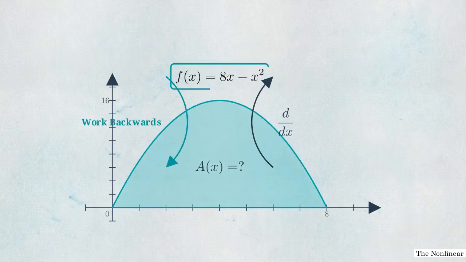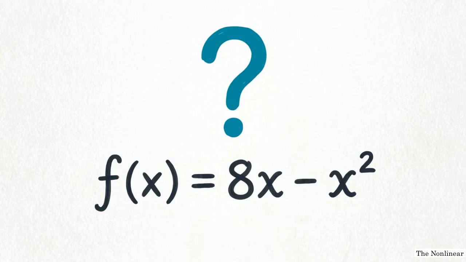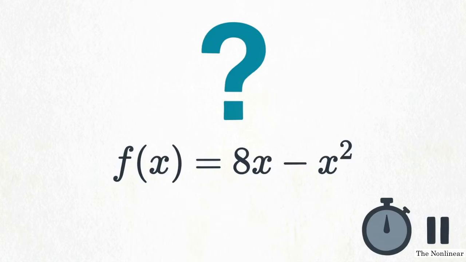To find our area function, we have to work backwards. We need to find a function that, when differentiated, results in 8x minus x squared, a process known as finding the antiderivative. Using the reverse power rule, try it yourself. Pause the video now to see if you can find the antiderivative.